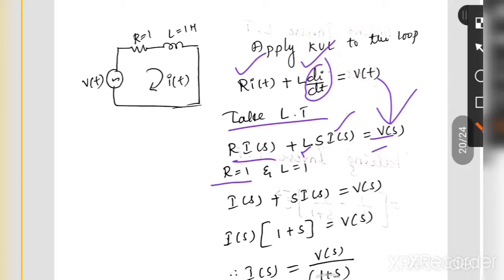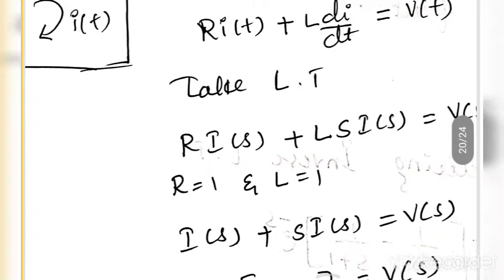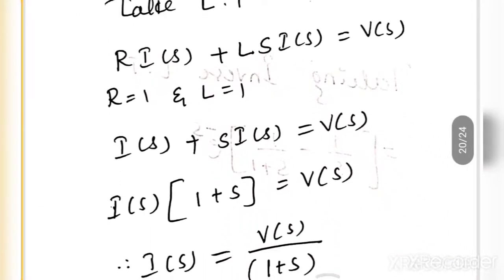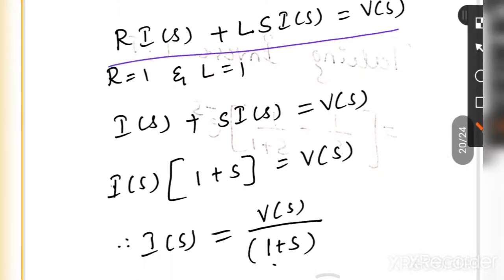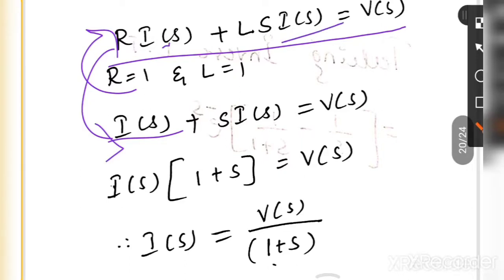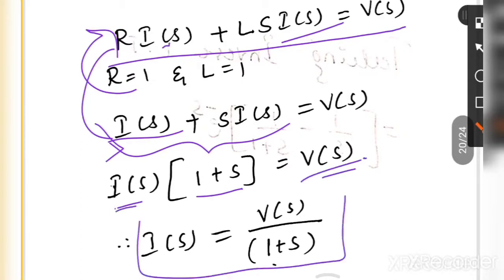Then substitute R equal to 1 and L equal to 1, their values 1 ohm and 1 Henry. Once you have substituted these values in this equation, then we get I of s plus s into I of s equal to v of s. So simplify, I of s you can take outside, there will be 1 plus s equal to v of s. Therefore I of s will be equal to v of s divided by 1 plus s. This is our I of s equation. Now in this equation we have to substitute the value of v of s, which we have calculated earlier from the staircase waveform.